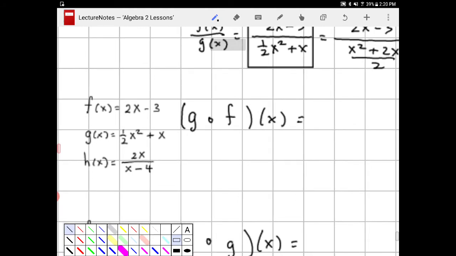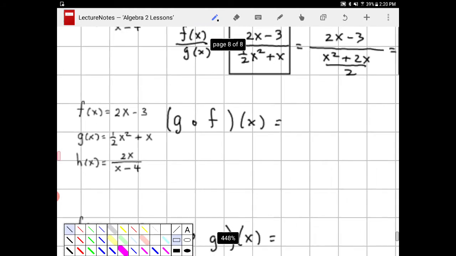We have g of f of x. This notation is a composition of functions. If you recall from geometry, when we perform a composition of transformations, it's written in very similar notation. This is saying we're going to take f and throw it inside g. So we're going to evaluate g by first taking f and throwing it inside of g. So how does that work?